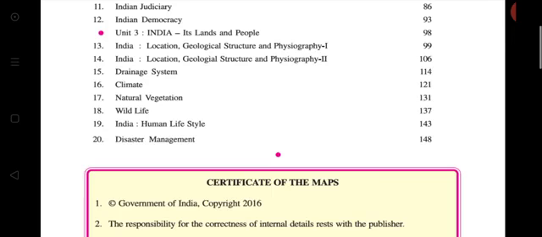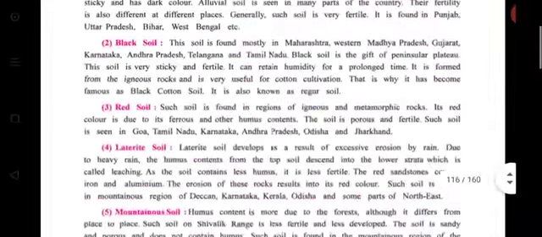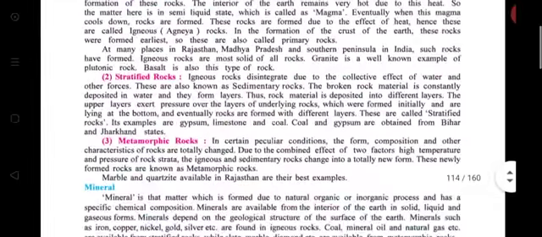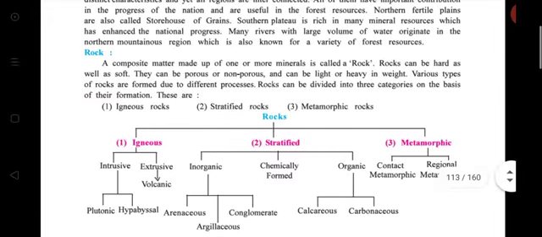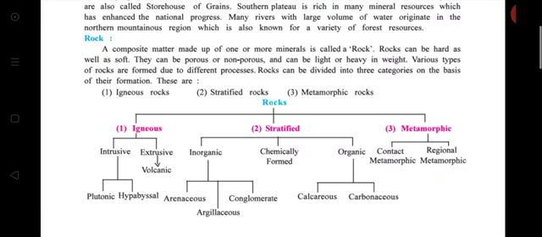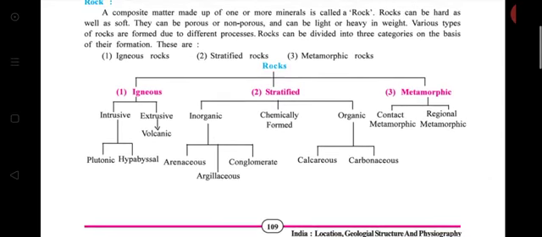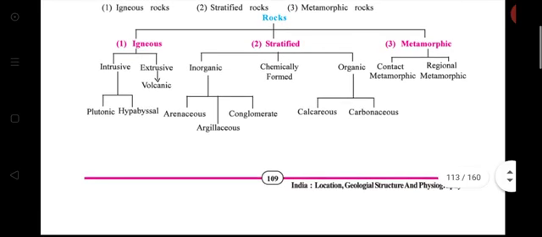So now we are going to start today's lecture, chapter number 14. Okay, in chapter number 14 we had start the page number 109, remember? Good. So in this chapter we studied about the rock, three phases, igneous, stratified, metamorphic, then chart of rocks.